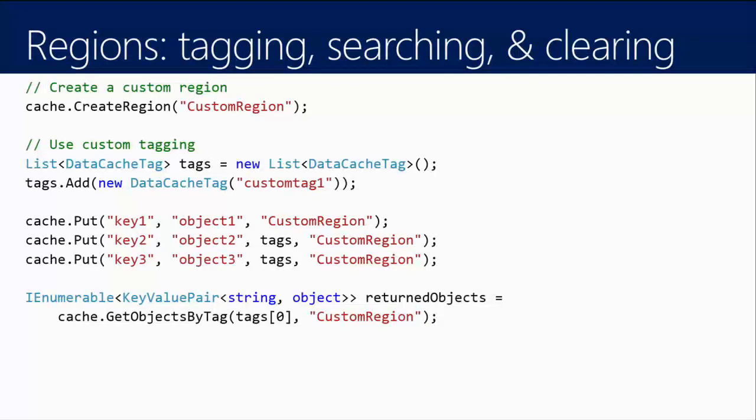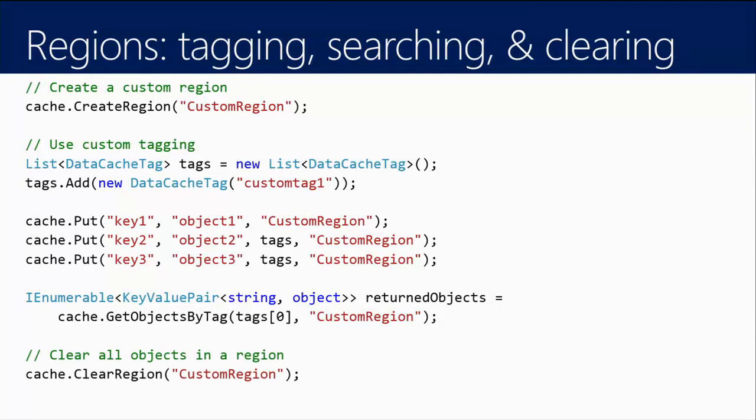You also can have items with the same key in different regions, because now the key and the region combine together to make the unique key. So if you need to have items with the same name, you can put them in different regions. And you also can clear out the items on a region.